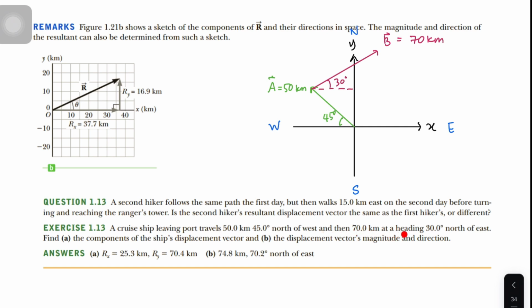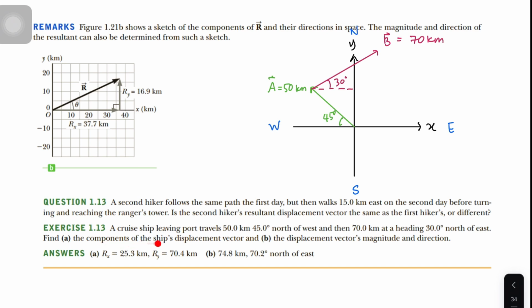And then 70 kilometers at a heading 30 degrees north of east. So north of east: from east, remember, positive x is our east, towards the north with an angle of 30 degrees. So this will be where our second vector, vector B, lies, with a magnitude of 70 kilometers. This is the visualization of our exercise 1.13.